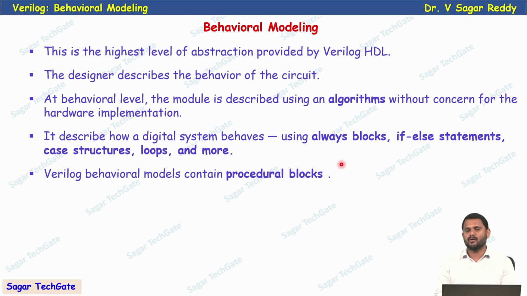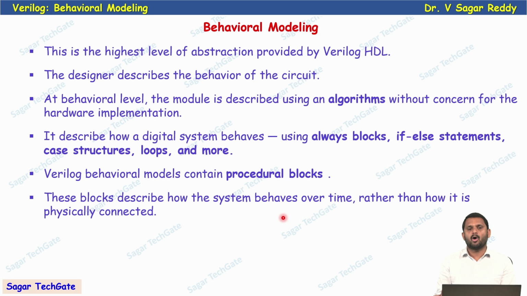In Verilog, a behavioral model contains procedural blocks. If you want to describe the behavior of any digital circuit in terms of a model, we use procedural blocks. We have two types of procedural blocks: always and initial. Always is used for design purposes, whereas initial is only for test bench purposes. It is not synthesizable. So we use the always construct to describe the behavior of the digital circuit in behavioral modeling. These blocks describe how the system behaves over time, rather than how it is physically interconnected.